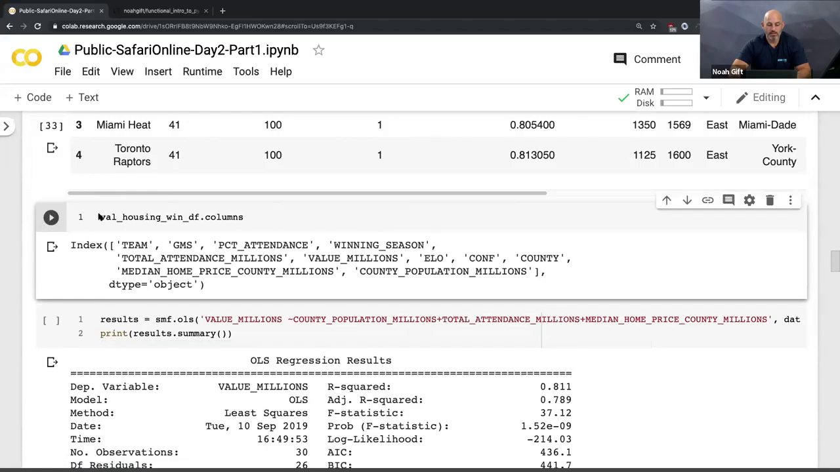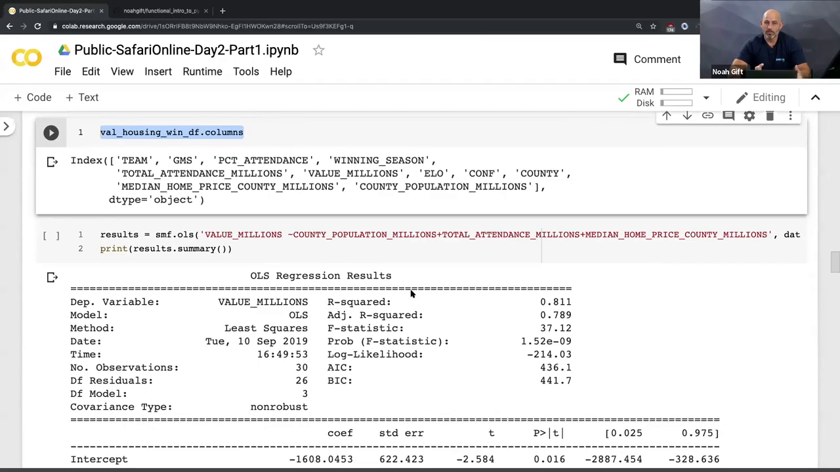And now we look at the columns here on the data frame. You can see what columns are available. You can see I have the teams, I have the games, the percentage attendance. I have a really large data set now that I've been merging together. And I have these new values, median home price, and county population in millions.